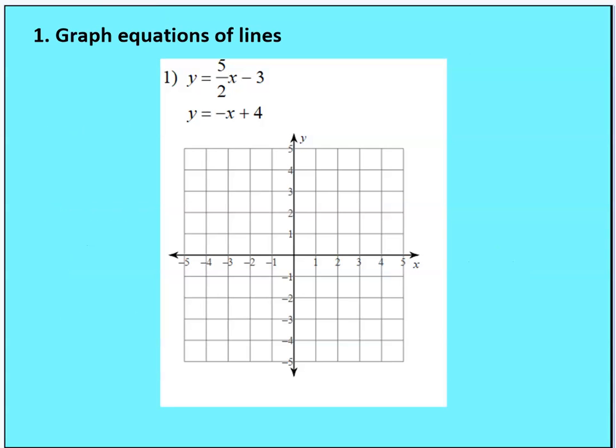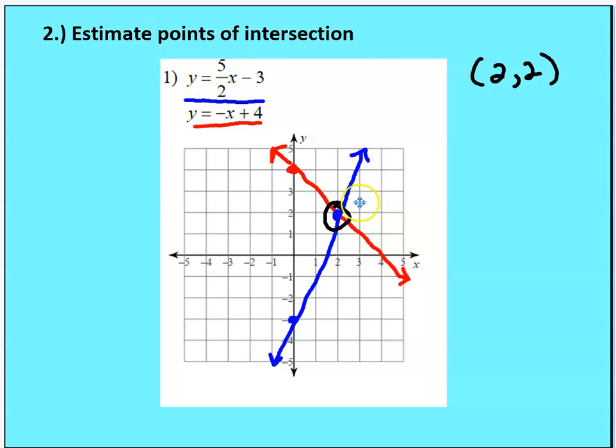All right, so the first thing that we want to do is we have 2 equations for 2 lines, and we want to graph the equations of the lines. You can see here that it's already set up in slope-intercept form. So I'm going to go ahead and graph the 2 lines. y = 2.5x - 3, and y = -x + 4. So I've graphed them. Remember to draw the lines to the edges of your graph with the tips of the arrows. And then I'm going to estimate that point of intersection as (2, 2).